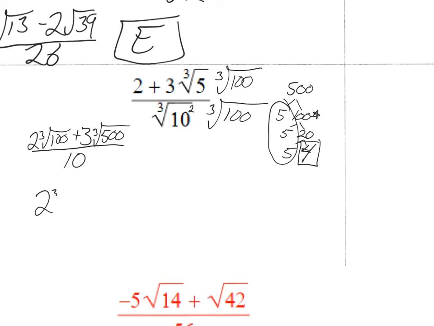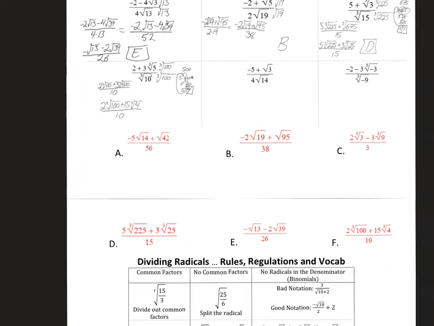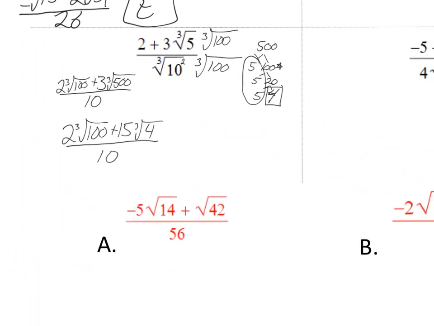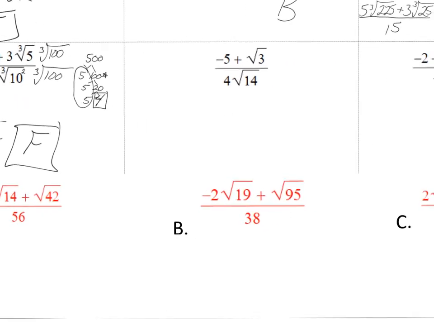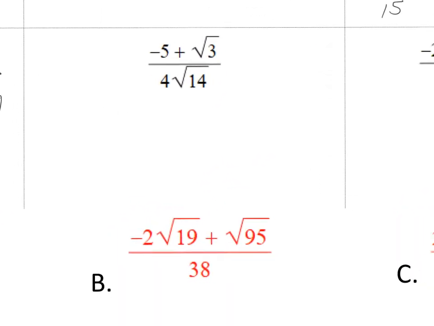So I have 2 cube root of 100 plus 3 times 5. What is 3 times 5? 15. So I'm just going to go ahead and write 15 cube root 4 all over 10. What answer does that look like? F. Okay, go ahead and try the next one.